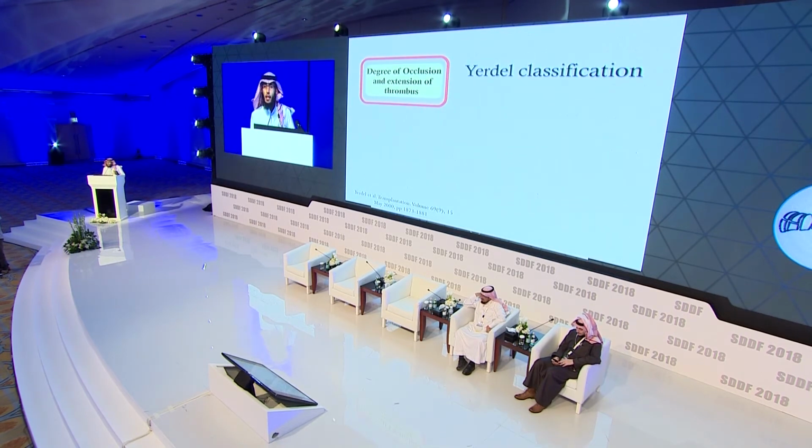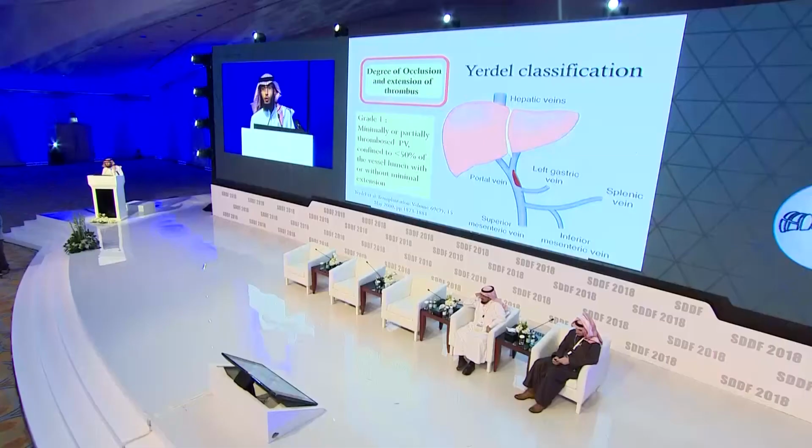The most widely accepted classification is the one proposed by Yerdel and his group, and they classify portal vein thrombosis in a cirrhotic background into four grades. Grade 1, when the thrombus is minimally or partially occupying the portal vein, in less than 50% of the vessel lumen, with or without minimal extension.